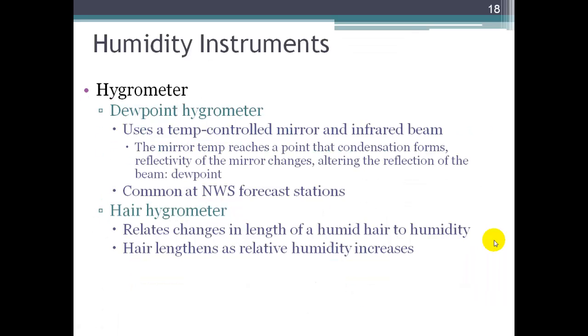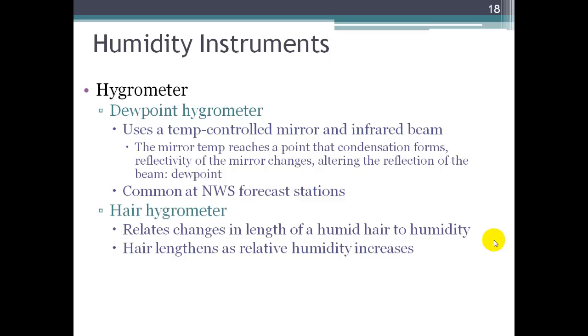We measure humidity through instruments called hygrometers. And hygrometers come in a couple of different types. There's a dew point hygrometer, which is kind of a fancy instrument that uses a temperature-controlled mirror and an infrared beam. And when the mirror reaches the point where condensation forms, it causes that mirror to have water condense onto it, and that changes the beam of light that's sent out through the infrared beam, so that a sensor can determine that condensation has occurred and tell us the dew point temperature.